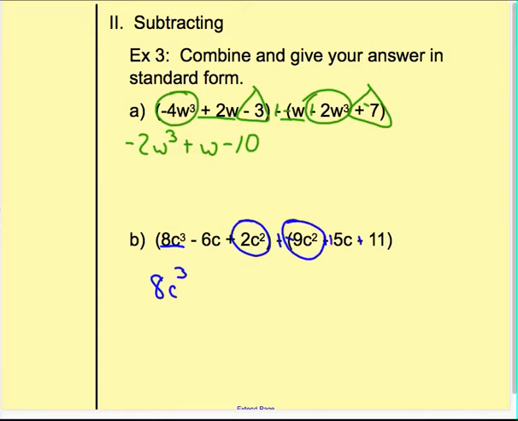Positive 2c squared minus 9c squared gives me a negative 7c squared. Negative 6c plus 5c. If you're $6 in debt, you pay back 5 of it. You still have $1 in debt, or negative c. And then my plus 11 has no like terms as well.